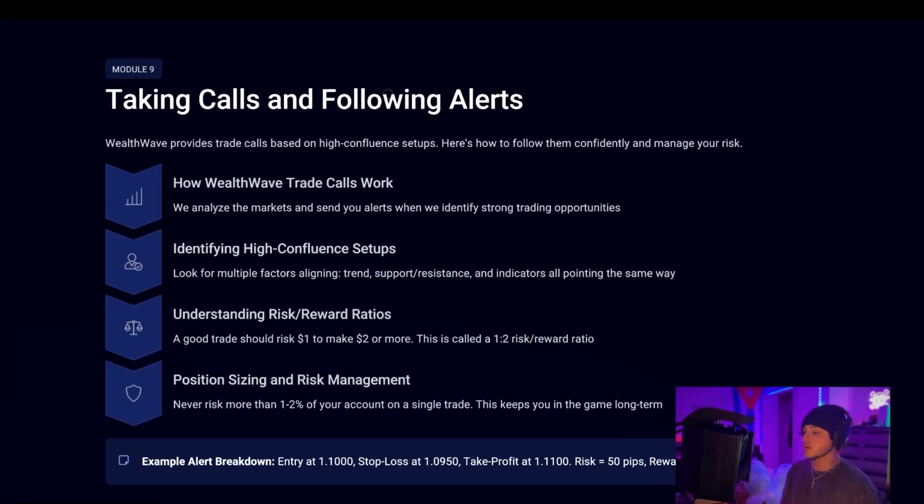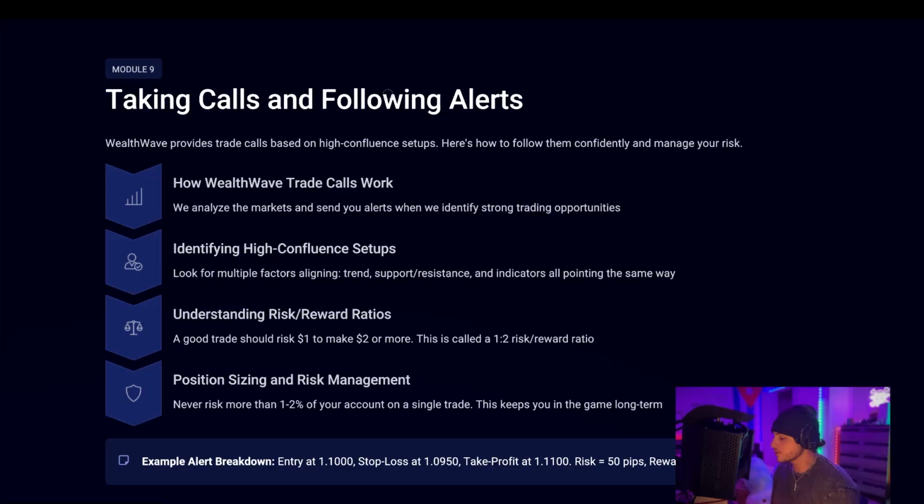Understanding risk to reward ratio. A good trade should risk 1 to make 2 or more. This is called a 1 to 2 risk to reward ratio. If my stop loss is at $20, that should mean that my take profit should be at $40. Anything below that, you can do it, but it's just not recommended, because at that point, what are you risking it for?